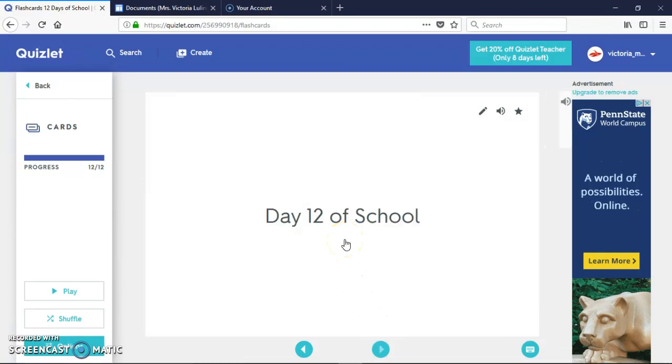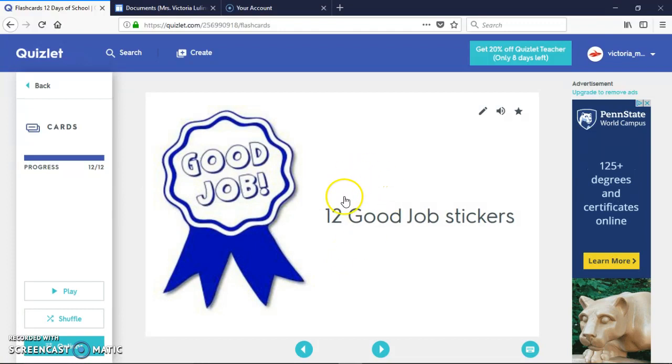The 12th day of school is 12 good luck stickers. So like I said, this is just a set to help you guys study, or not really study, but be able to quiz yourself on the 12 days of school lesson that we just went over before your assessment.